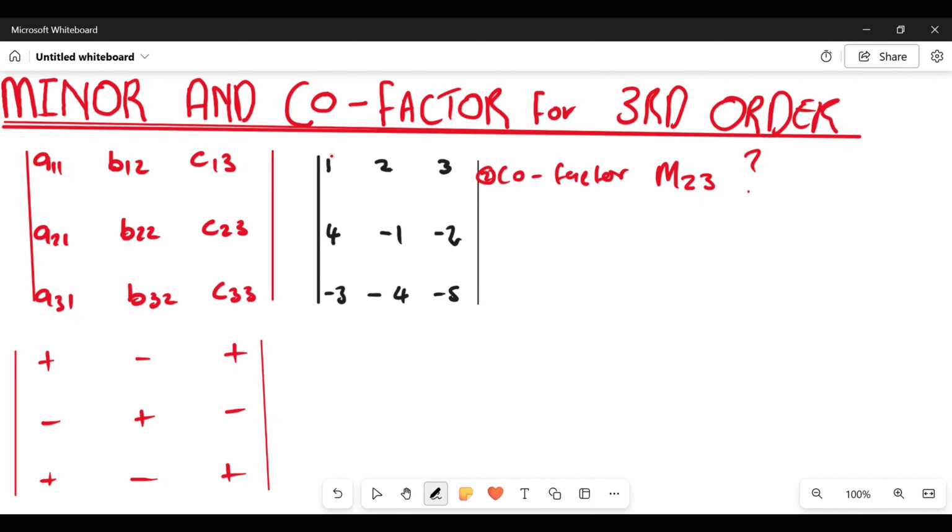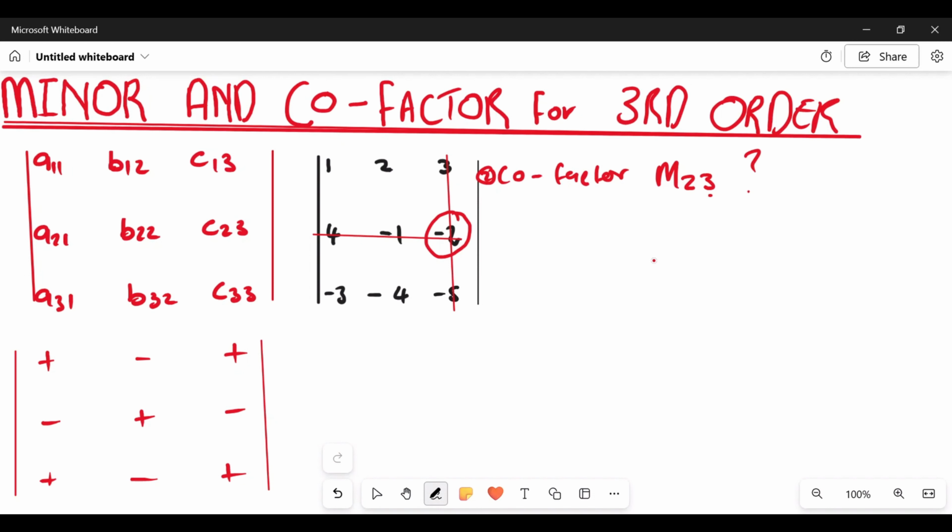Let's start. Our row 2 is here. So meaning we have to scratch row 2. There we go. Our column is 3, as you can see there. So we have to scratch column 3 there. As you can see, this means that this -2, we are finding the cofactor of it.